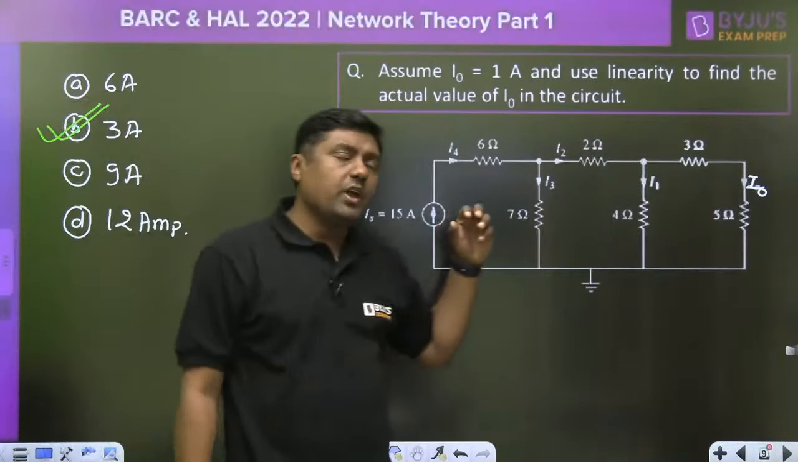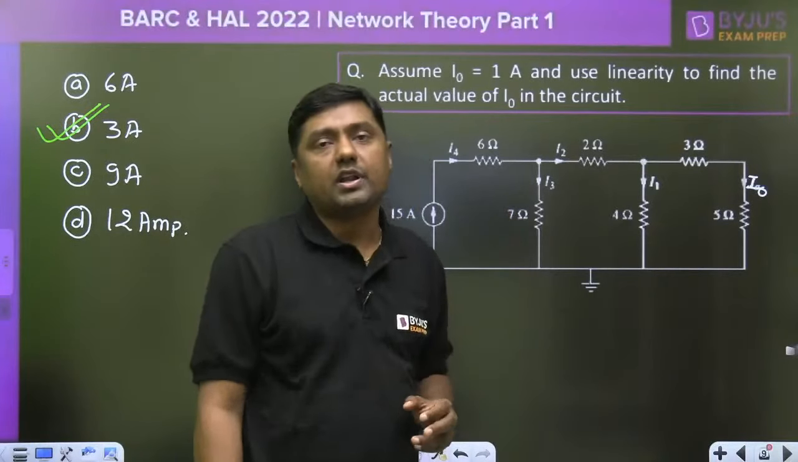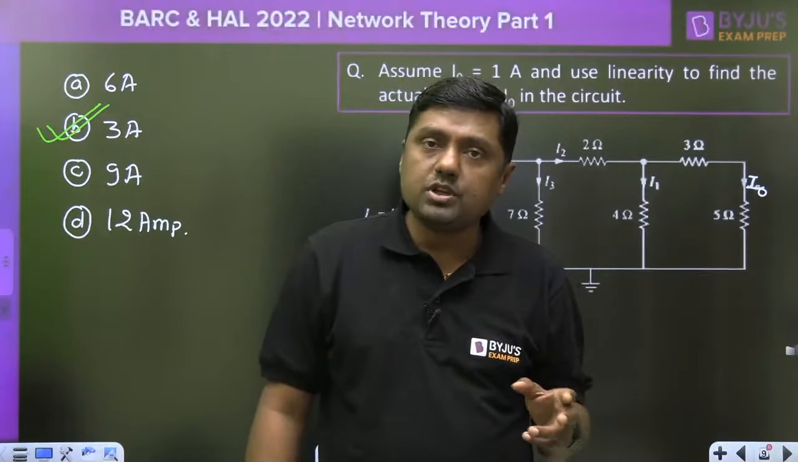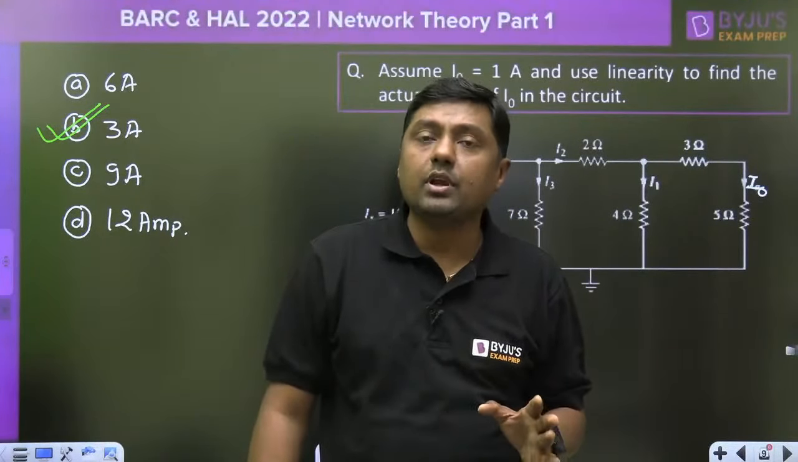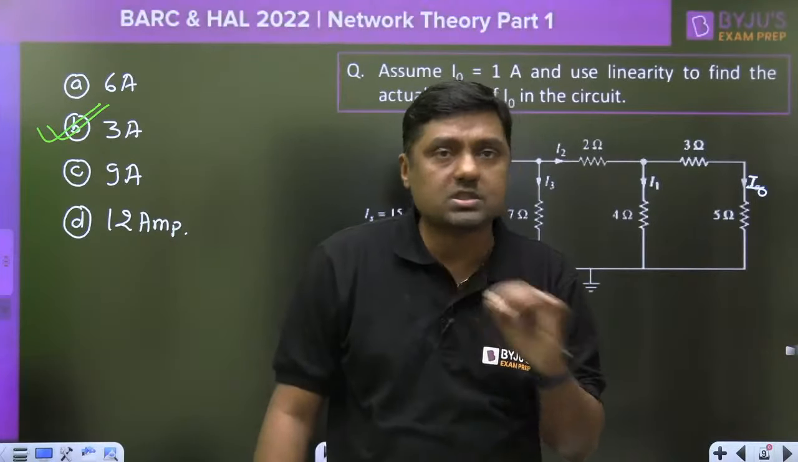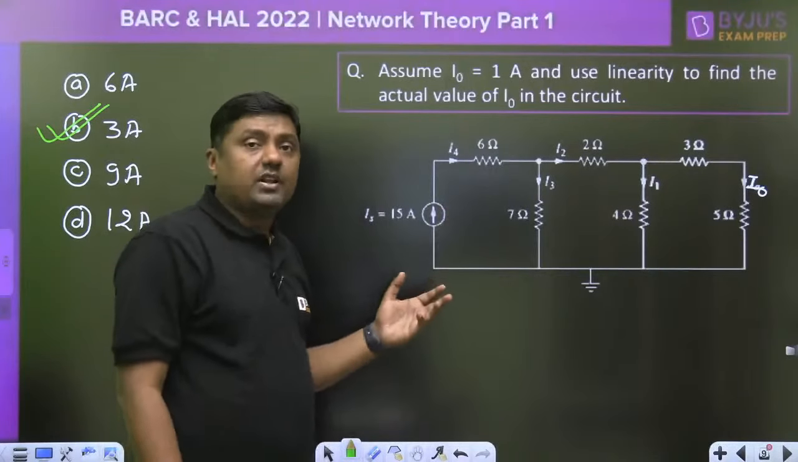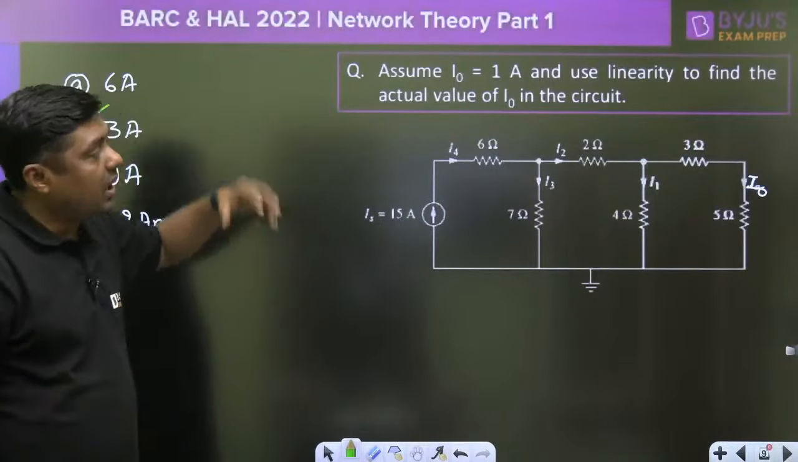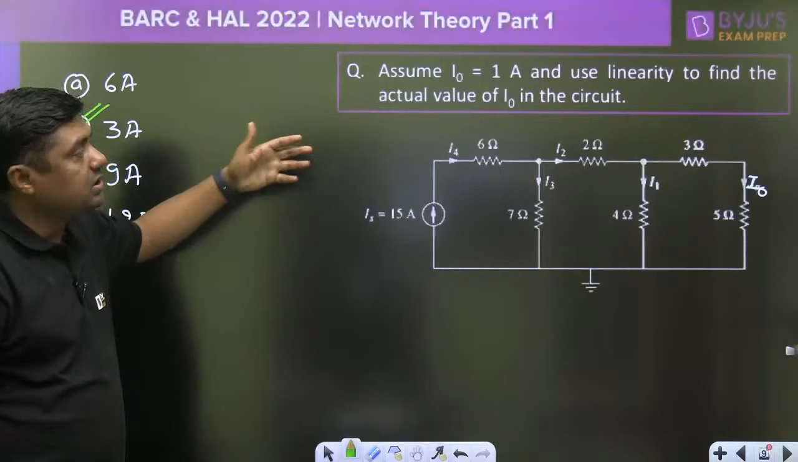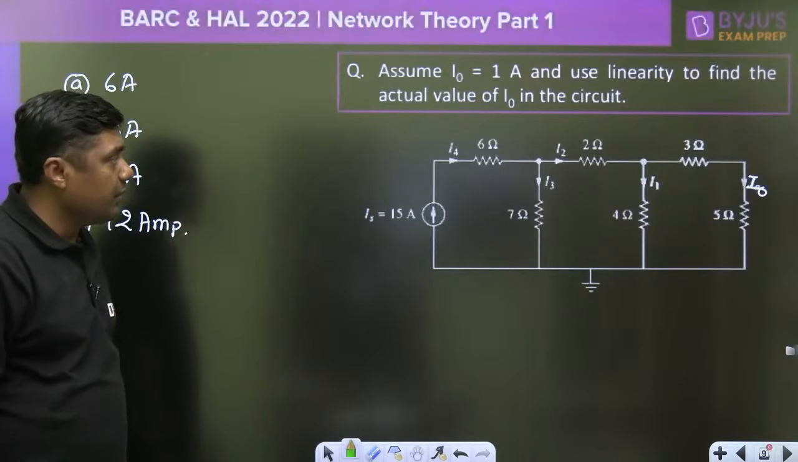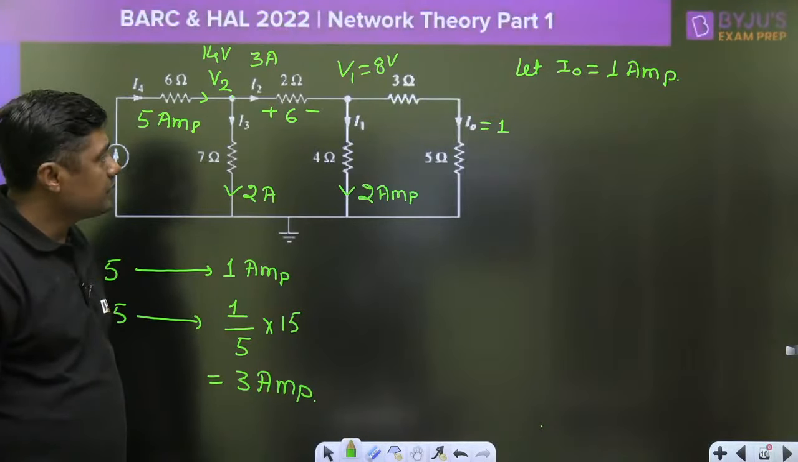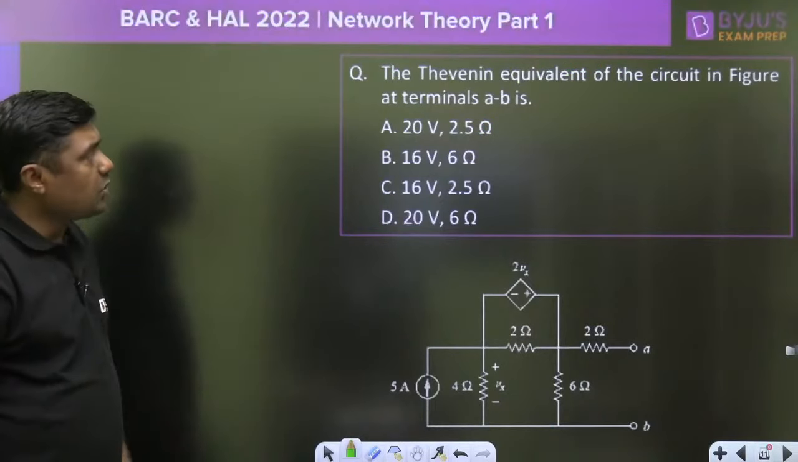That is called what? We are simply using the concept of what? Linearity. That is, we are using homogeneity and linear scaling. We are using the concept of scaling. So 3 ampere. In this type of lengthy question, simply assume let I naught be equal to 1 ampere, and you can solve this type of question. Okay. Next one. Now, what will be the answer for this question?